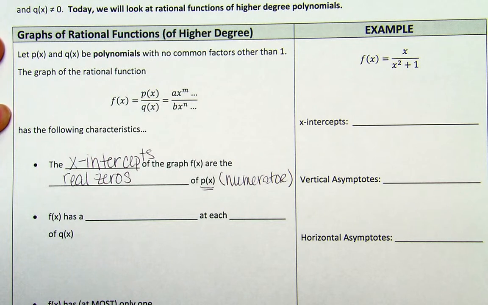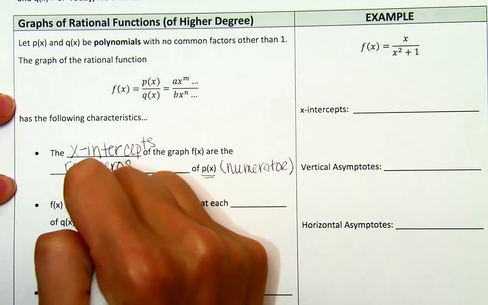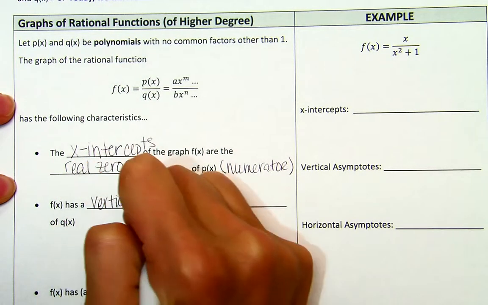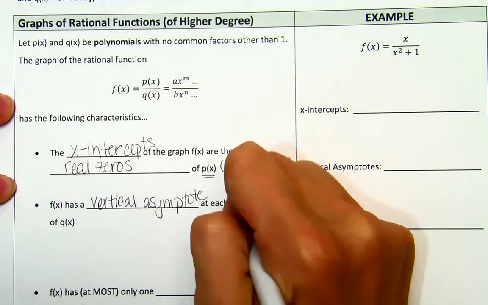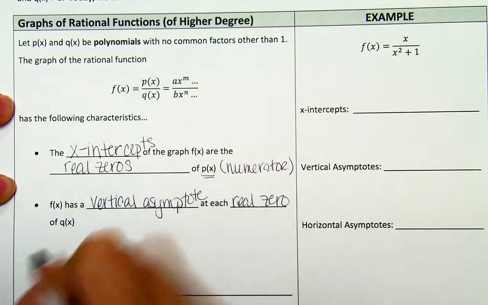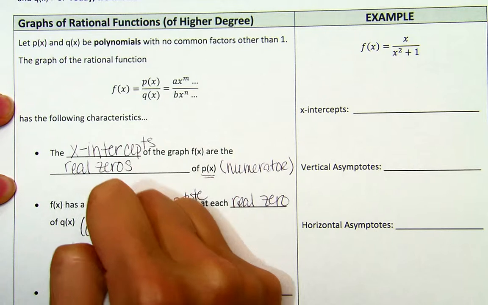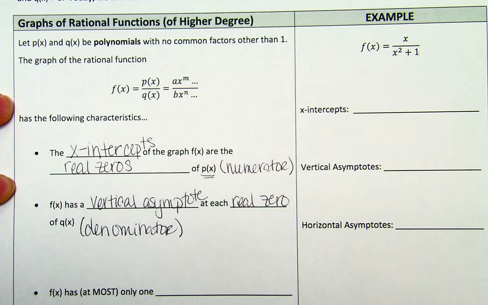Our second bullet point is f of x has a vertical asymptote at each real zero of q of x, which is your denominator. So to find the vertical asymptote of these more general rational functions, we set the denominator equal to 0, find those real zeros, and that's where the vertical asymptote is going to be.